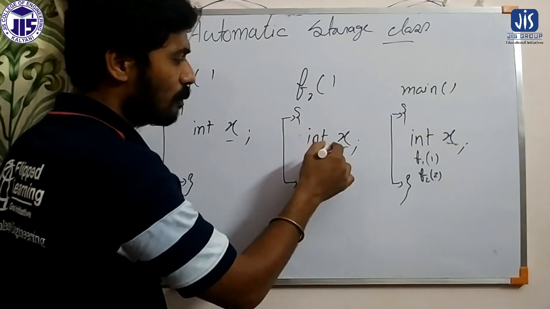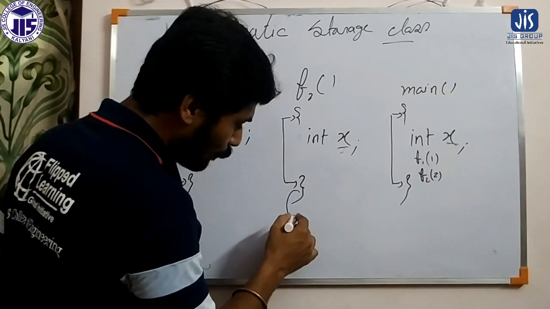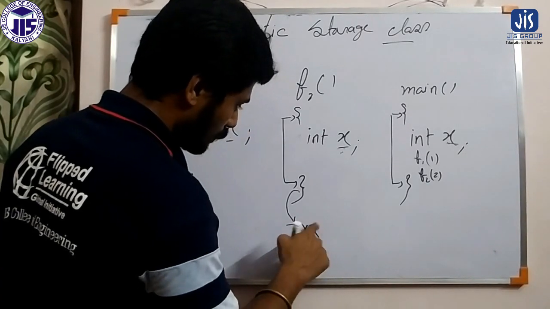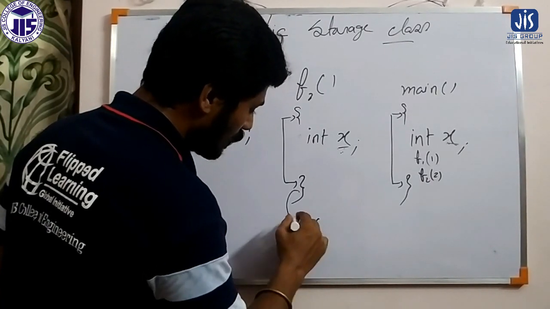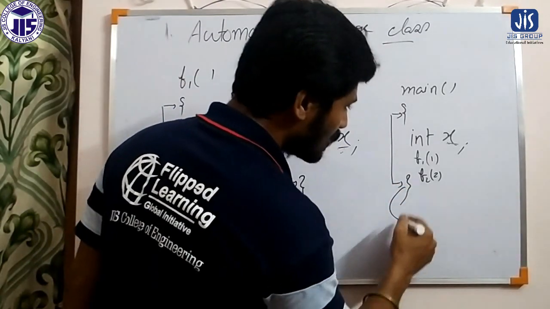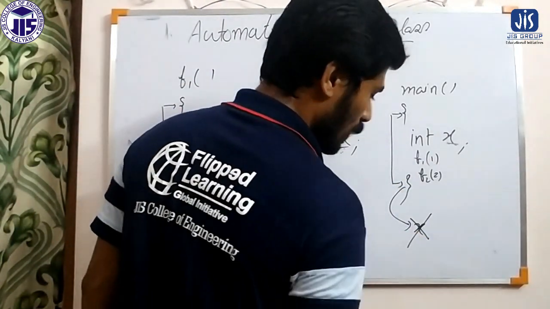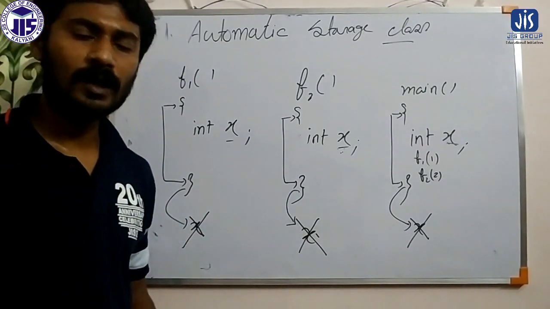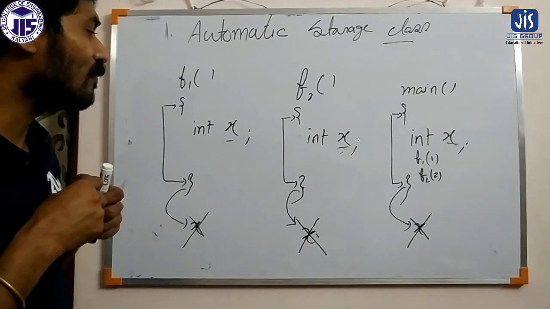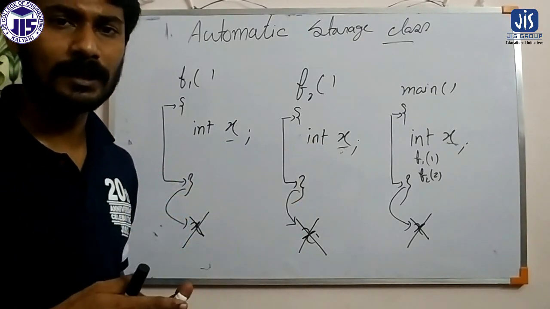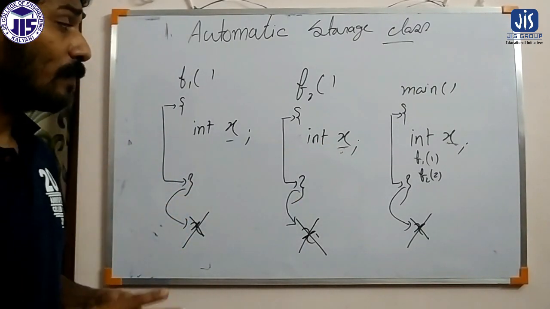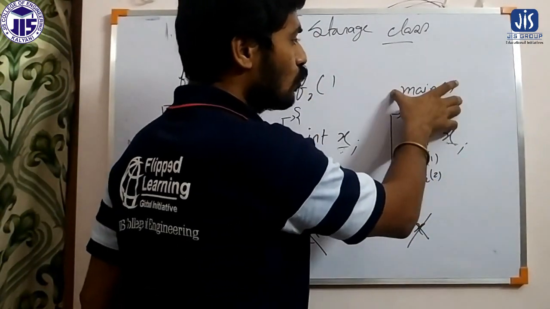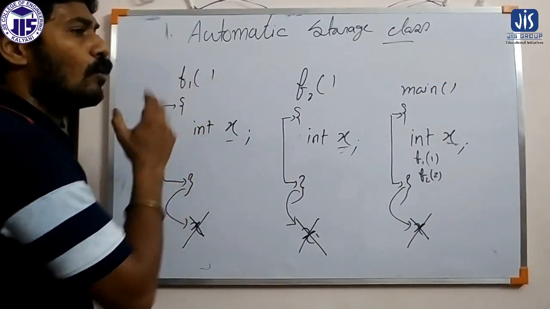So here this variable will be created, and when you get out of function 1, this x variable will be destroyed. When you get out of this function, this x variable will be destroyed. That is automatic storage class, and these variables are also called local variables. That means this x is local to function 2, this x is local to main, and this x is local to function 1.